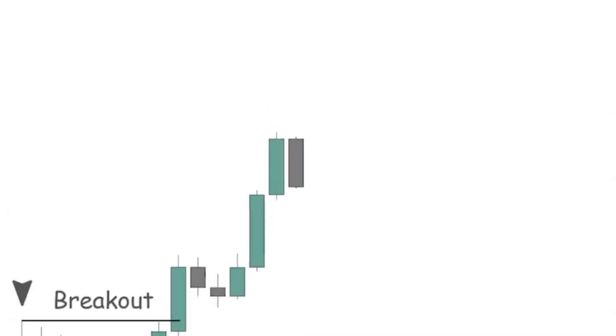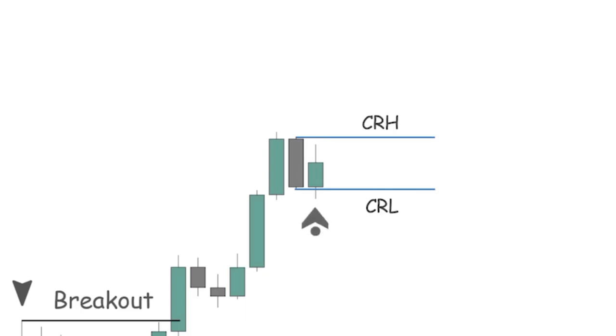Here we have our first pullback candlestick. We mark the highest point as candle range high and the lowest point as candle range low. Now the only thing we want to see is that the price breaks below the CRL and returns back inside the range. But if we get another bearish candle completely breaking below the CRL, then we will skip the trade and keep looking for the next setup. So let's see what happens when the next candle forms. Here we can see that the price penetrated below the CRL with a wick and closed back inside the range.